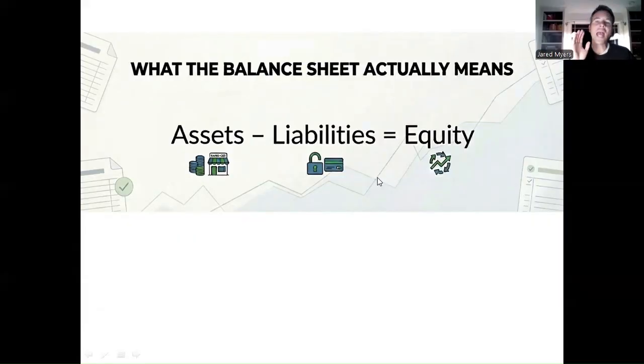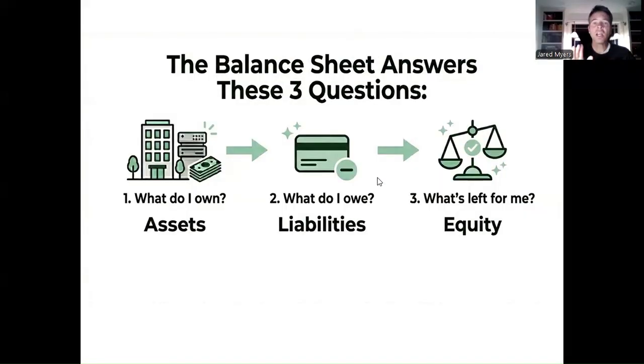So what the balance sheet actually means, no accounting degree needed. Let's simplify this. The balance sheet answers three questions. What do I own? What do I owe? What's left for me? That's it. Everything inside of QuickBooks gets grouped into three buckets. Assets, what do you own? Liabilities, what do you owe? And equity, what's left over for you?